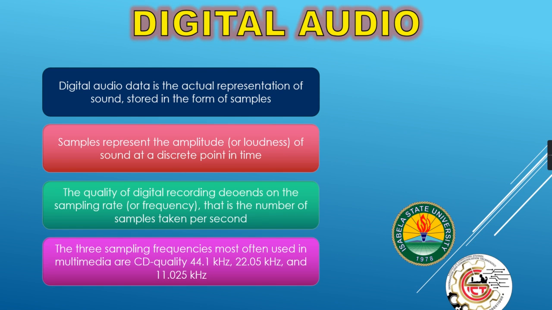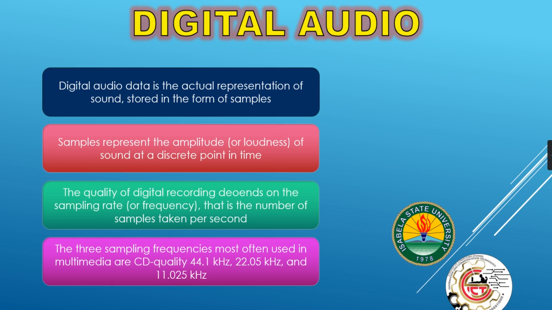We continue with digital audio. Digital audio data is the representation of sound stored in the form of sample points. The quality of digital recording depends on the sampling rate, that is the number of samples taken per second. There are three sampling frequencies often used in multimedia, which are 44.1 kHz, 22.05 kHz, and 11.025 kHz.